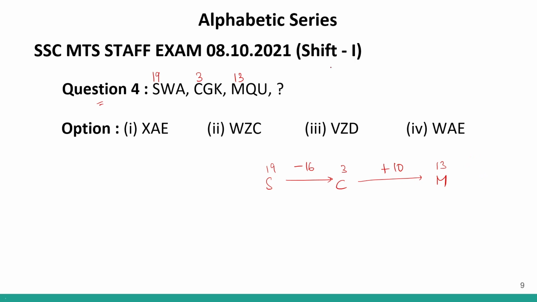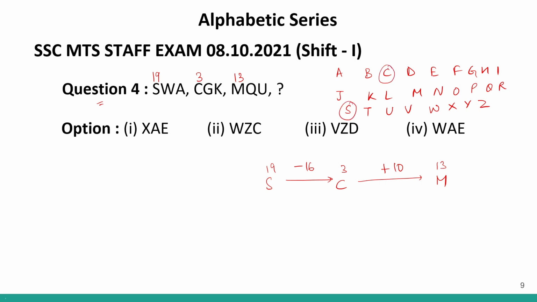Now let's say that I am adding 10 from S. So if my alphabets are A, B, C, D, E, F, G, H, I, J, K, L, M, N, O, P, Q, R, S, T, U, V, W, X, Y, and Z. These are your alphabets. Now from S, I am going to C. I am adding. So if I move forward positions from S, I will go 1, 2, 3, 4, 5, 6, 7, 8, 9, 10.